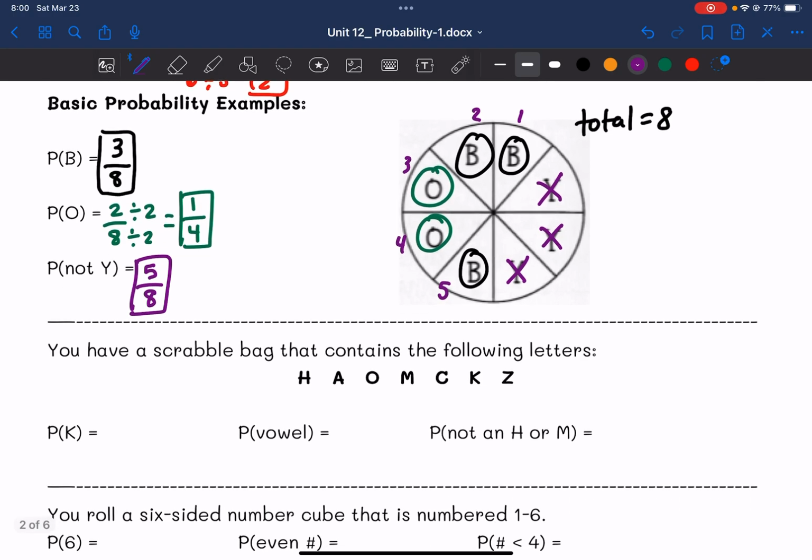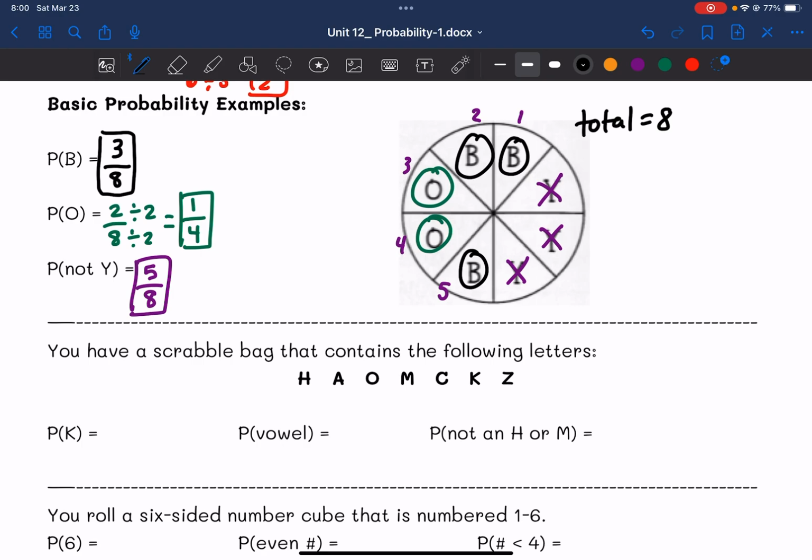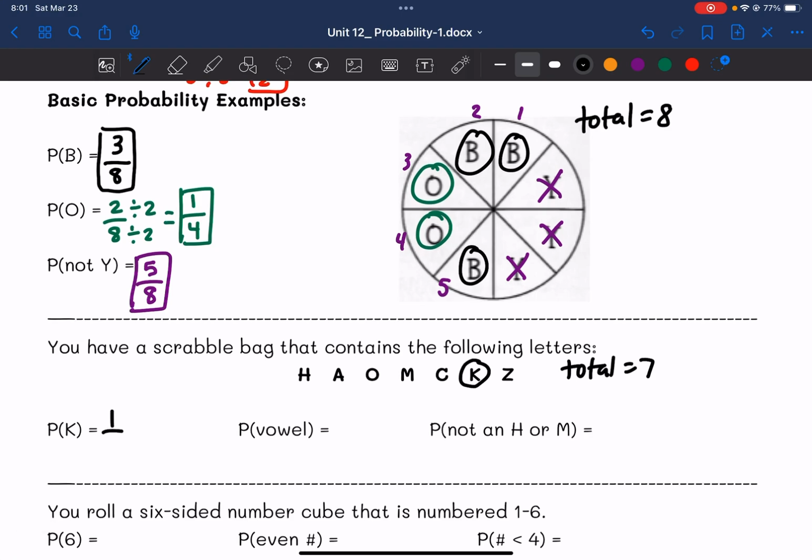Here you have a Scrabble bag that contains the following letters: H, A, O, M, C, K, Z. There is 1, 2, 3, 4, 5, 6, 7 total letters, okay? Now, the first probability that we see is the probability of getting a K from the bag. There is only 1 K, so that would be 1 out of 7. And this one you cannot simplify, so that's it.